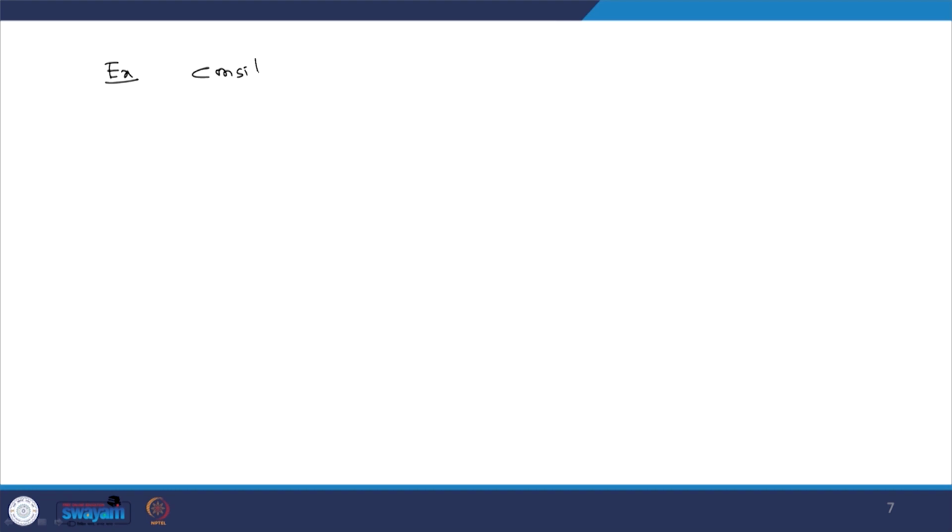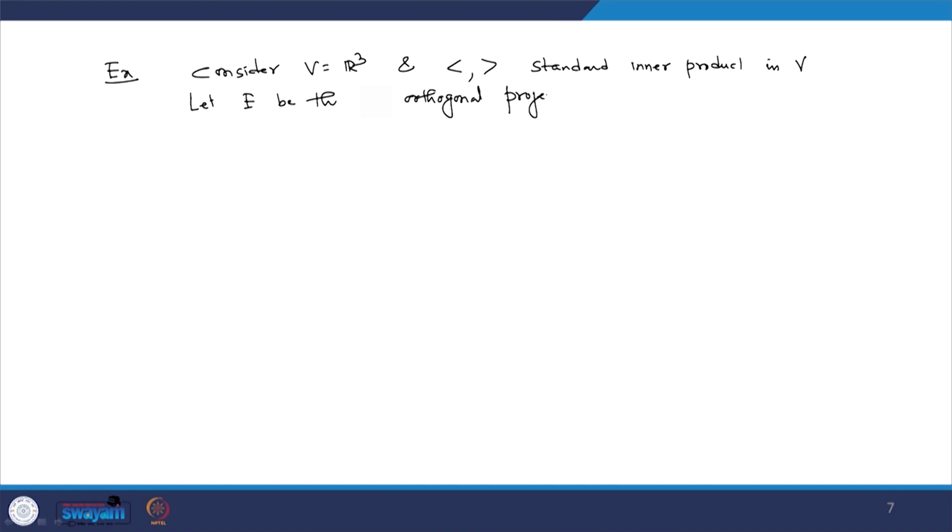Consider V equal to R3, and this is the standard inner product in V. Let E be the orthogonal projection of V on W, where W is a subspace of V spanned by beta equal to (3, 12, -1).